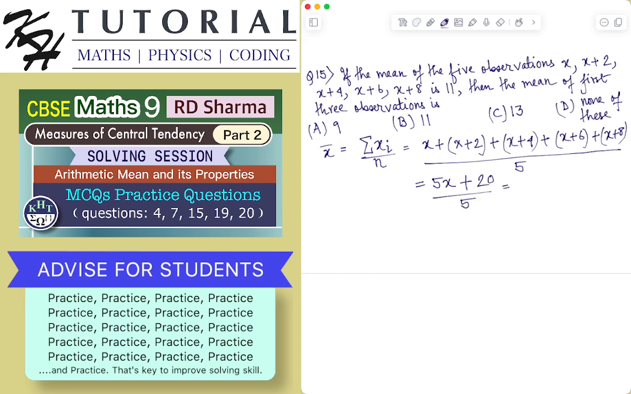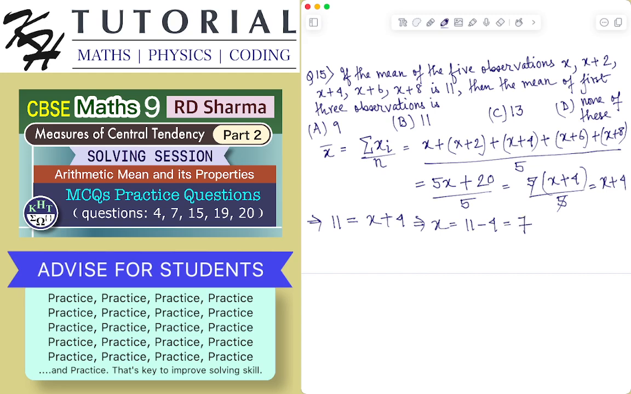Now you can further simplify this by cancelling 5 from both the numerator and denominator. So this is 5 multiplied by x plus 4 divided by 5. This is equal to, 5 cancels out, x plus 4. Now the mean of the 5 observations is given to be 11. So we have 11 is equal to x plus 4. So this implies x is equal to 11 minus 4, which is equal to 7.